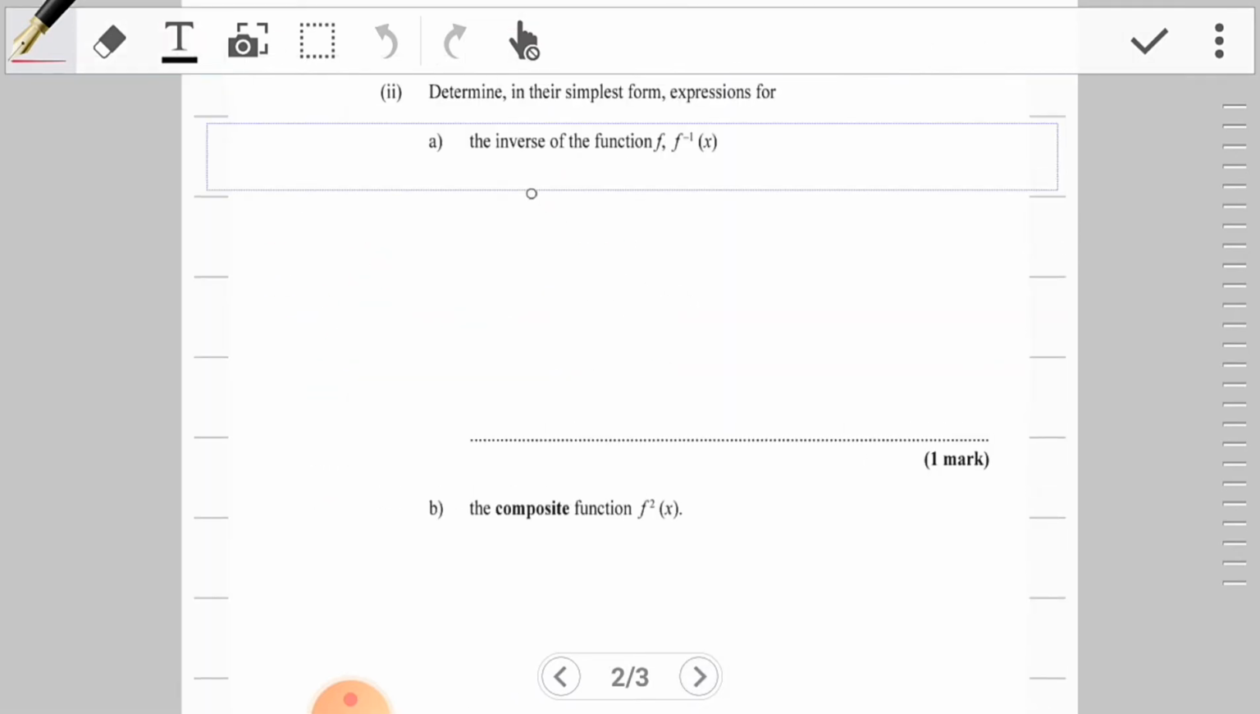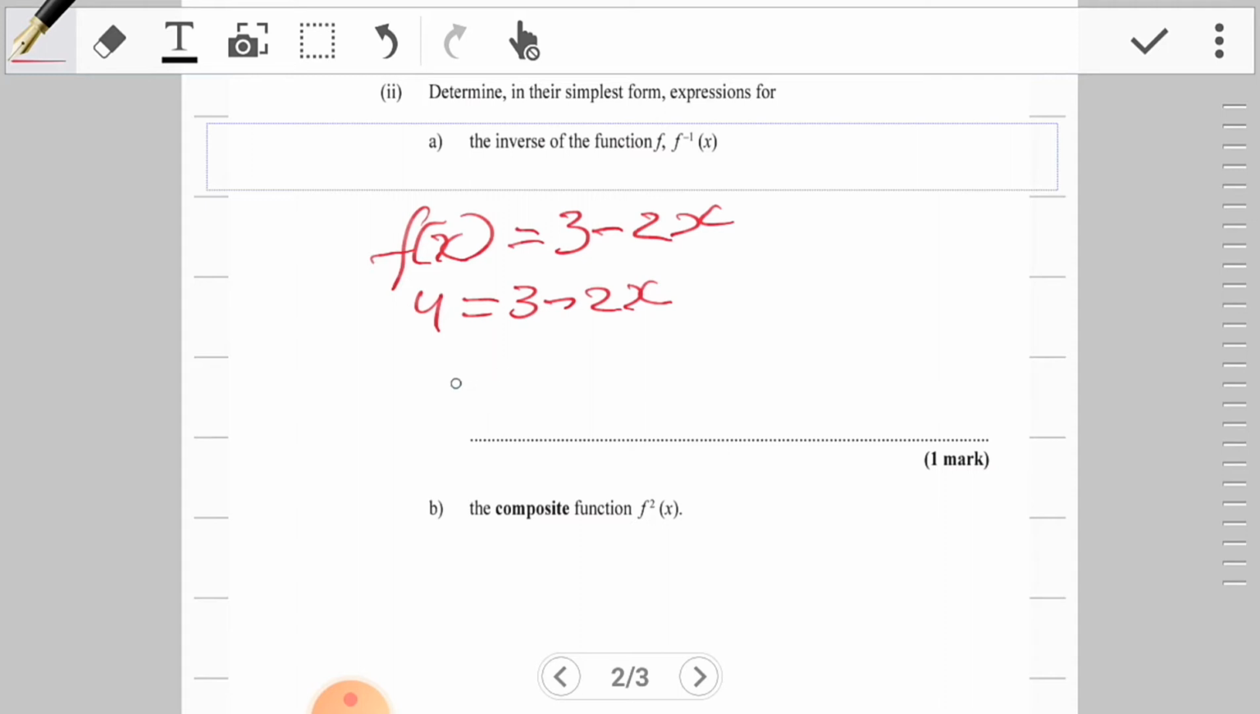In the question, it says, determine in their simplest form an expression for the inverse of f. So f of x is equal to 3 minus 2x. We want to find the inverse. Normally what we do, we switch x and y. So y is equal to 3 minus 2x. We switch x and y, so x is equal to 3 minus 2y. And then we transpose for the new y.